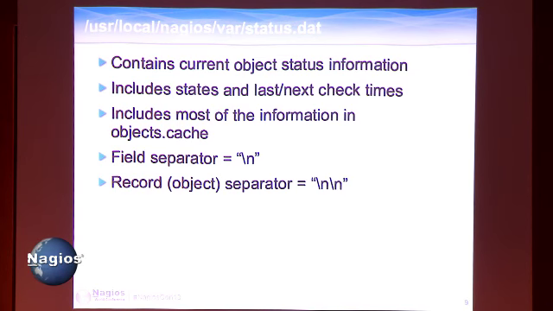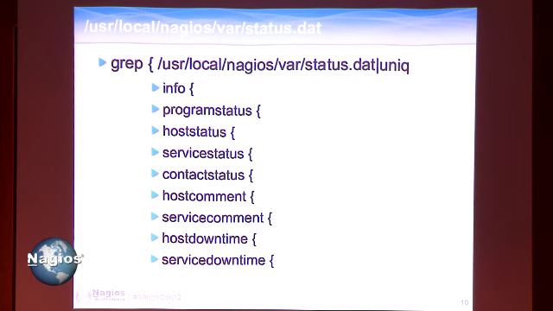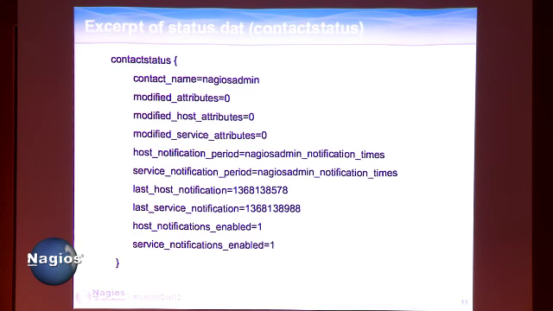Status dat, again, it is written out on Nagios restart. Now, these things are not persistent. Neither of these files will persist if you stop Nagios. This contains the status information. This is usually the information you're most concerned about: last check, next check times, etc. Again, field separators, new line, record separators, 2 new lines. And a quick output of the types of objects you'll find in this file, and the order that you'll see them in. Just a quick note, that grep will only work if you don't have an open curly brace anywhere else in, like, your check command.